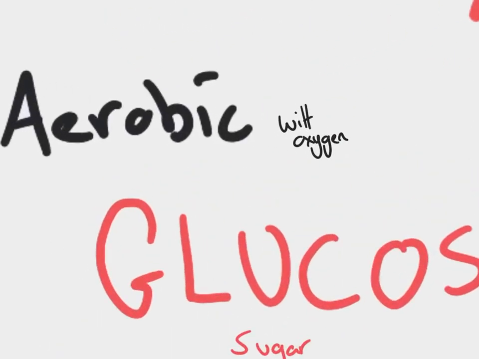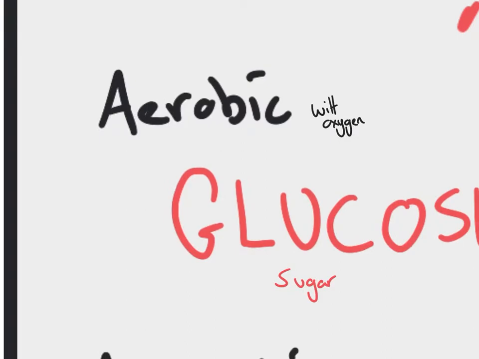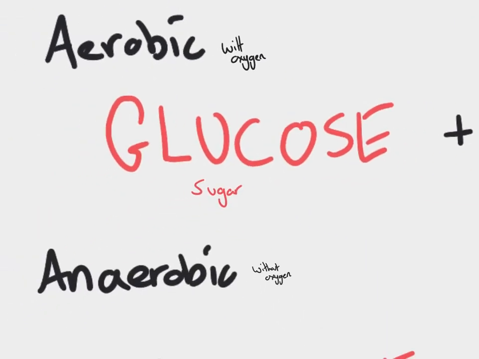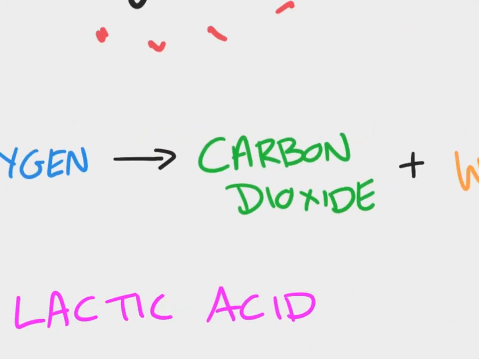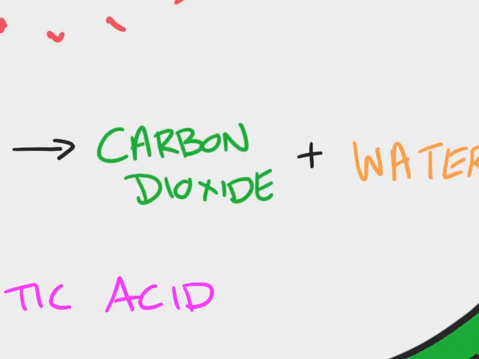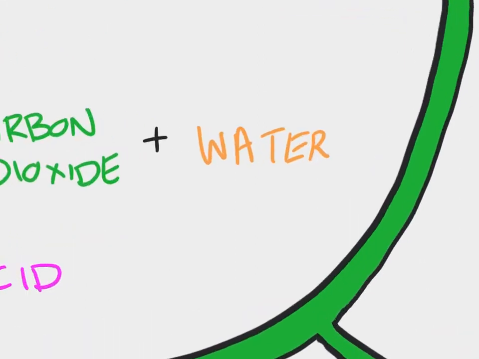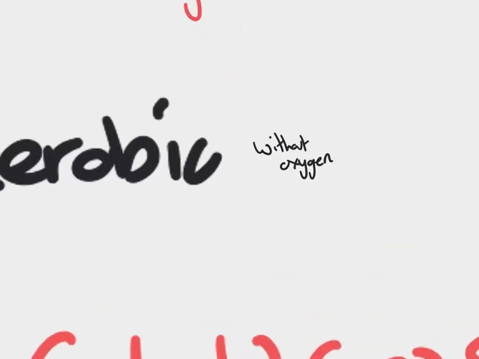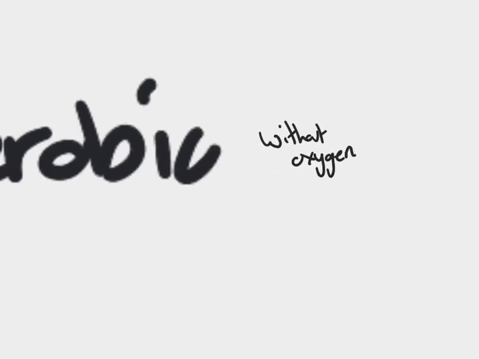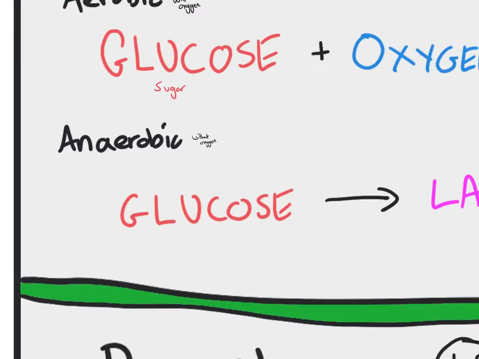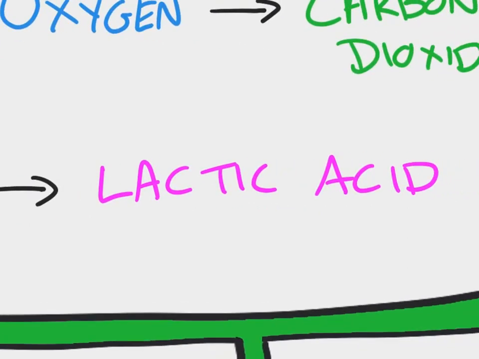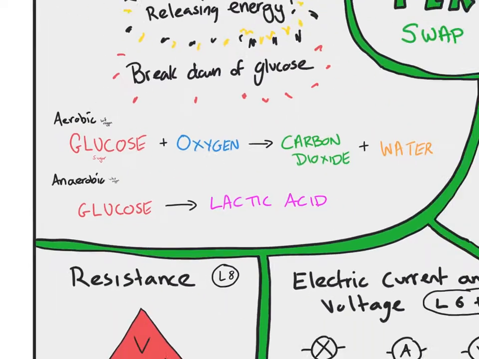Well, we call it aerobic respiration when we've got oxygen. Glucose, which is known as sugar, plus oxygen is going to give us carbon dioxide, which we breathe out, plus water. Sometimes when we're running and we don't get enough oxygen, we call it anaerobic respiration, where we just use glucose and that turns into lactic acid. Really important to remember.